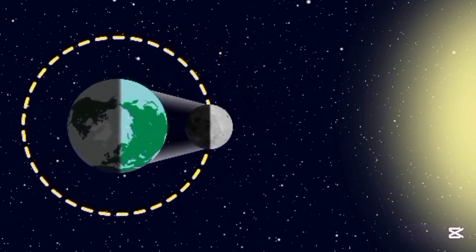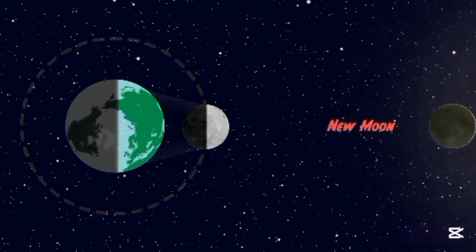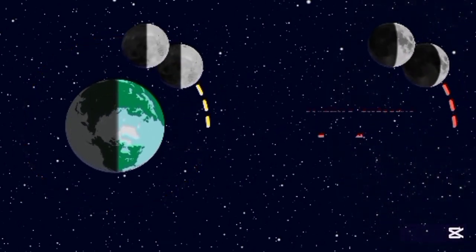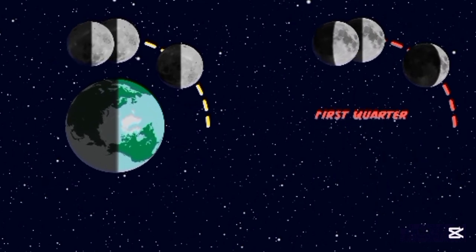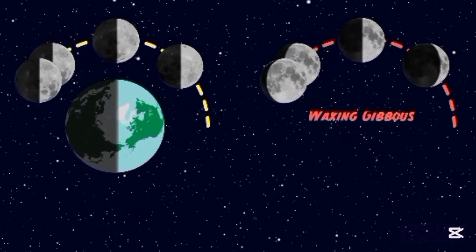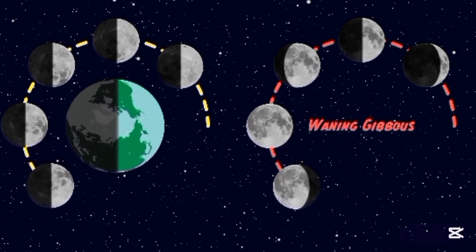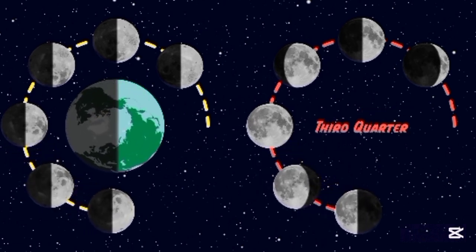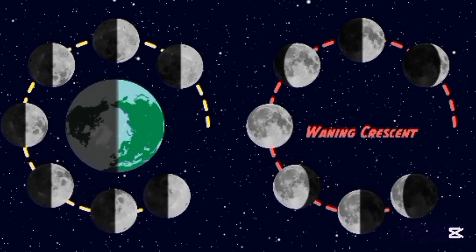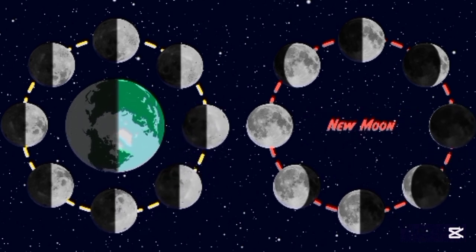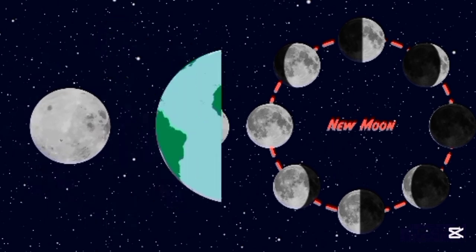We have 8 different phases of the moon. The first one, new moon, waxing crescent, first quarter, waxing gibbous, full moon, waning gibbous, third quarter, waning crescent, and lastly coming back to the new moon.